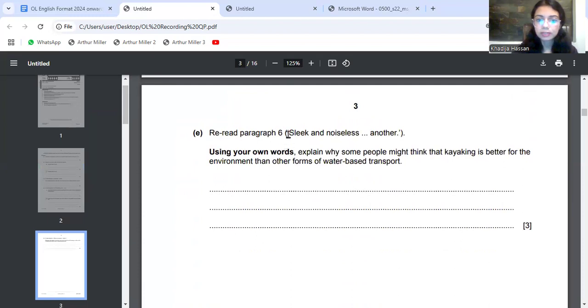Reread paragraph 6, sleek and noiseless, another. Using your own words, explain why some people might think that kayaking is better for the environment than other forms of water-based transport. So, here they've clearly established using your own words. So please use your own words and explain why some people might think that kayaking is better for the environment than other forms of water-based transport. And this is for 3 marks.